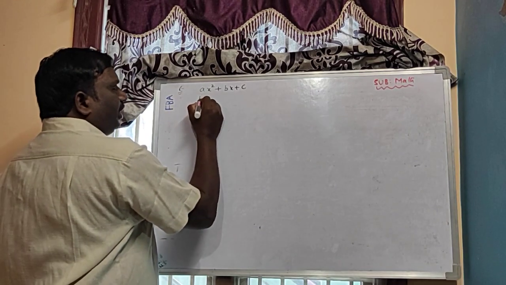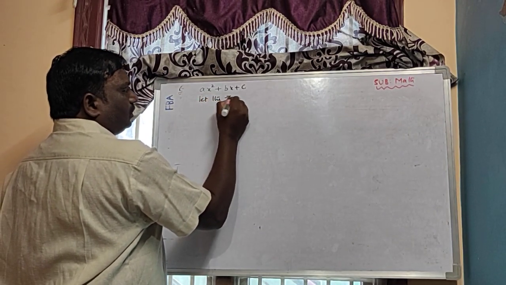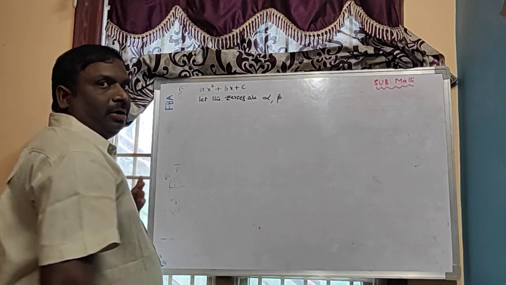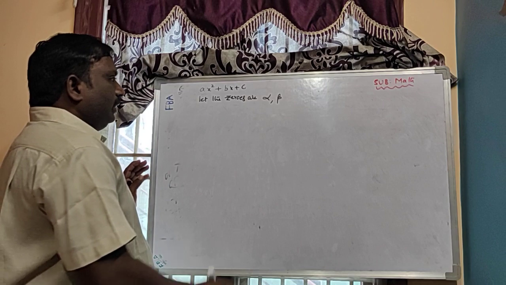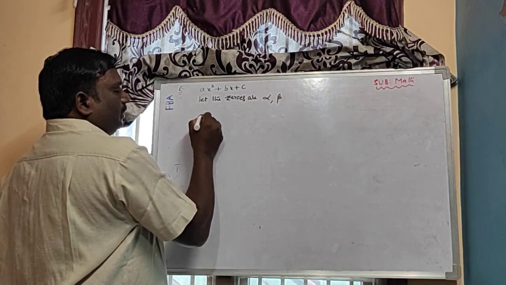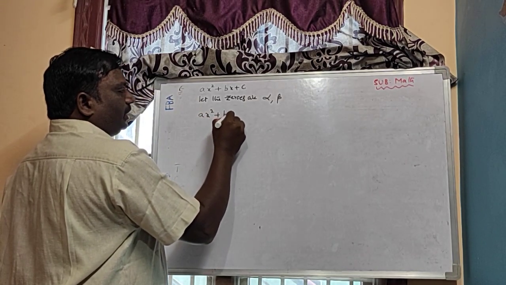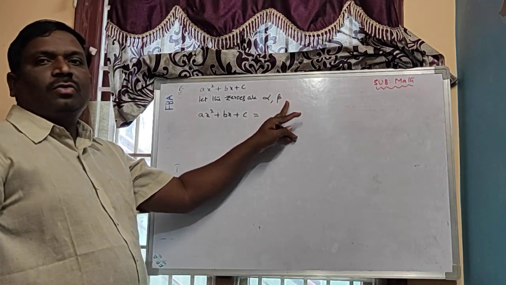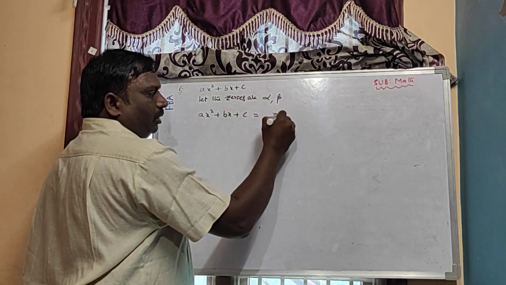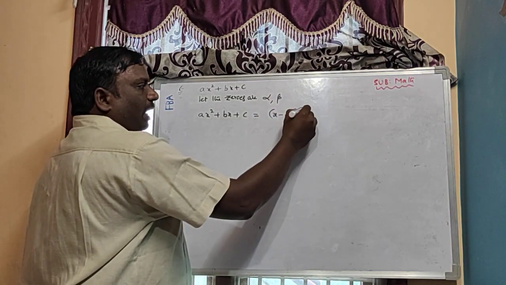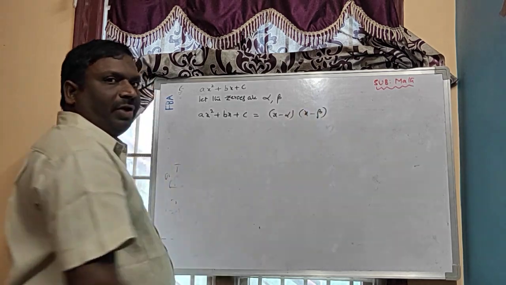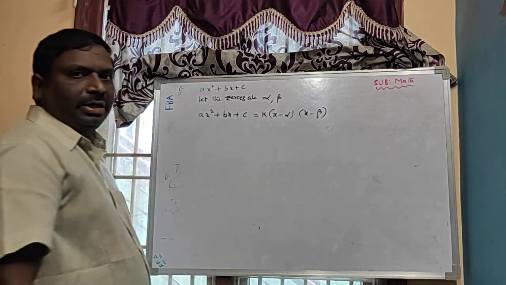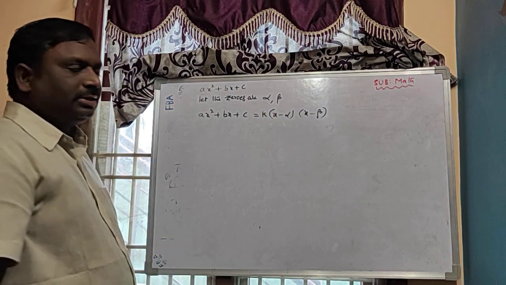Let the zeros be alpha comma beta. Then ax square plus bx plus c equals, if 2 zeros are there, then according to the factor theorem, x minus alpha is one of the factors and x minus beta is also one of the factors. There is no number multiplying, one is multiplying here. That constant I am taking as k.